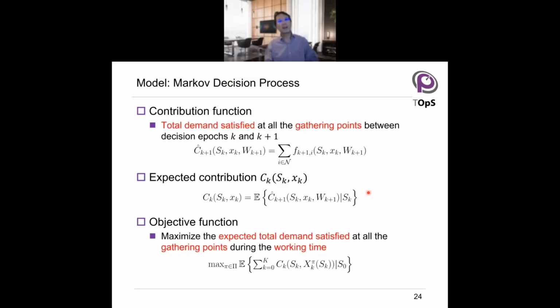So the cost function is straightforward. We just want to record the satisfied demand between k and k+1. And at time t_k, we do not know what happens between t_k and t_{k+1}, so we take the expectation. And the objective is to maximize the expected total demand satisfied at the gathering points during the working time.